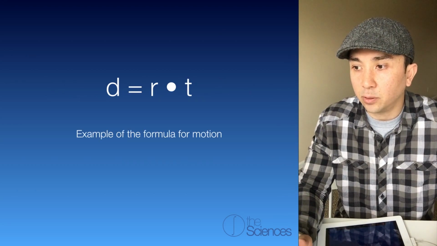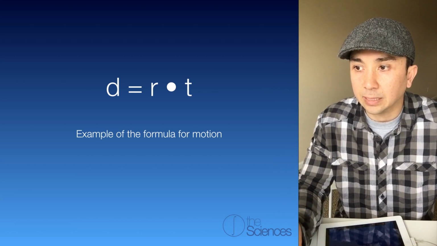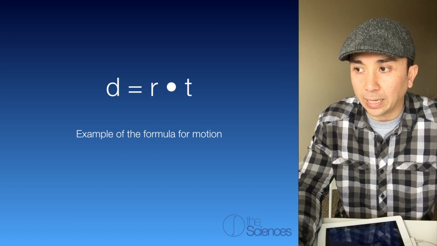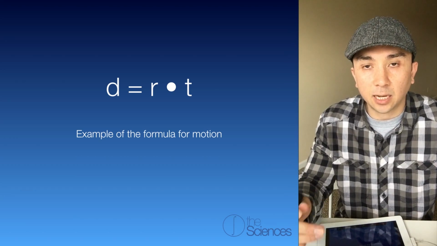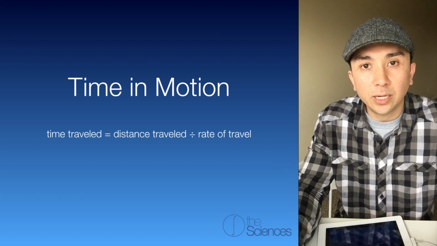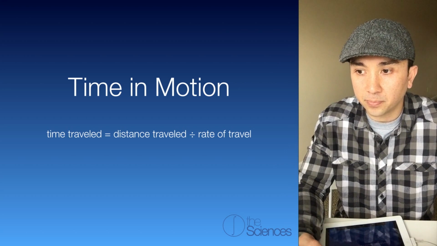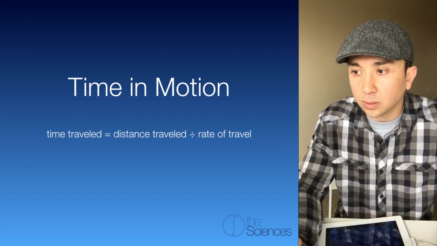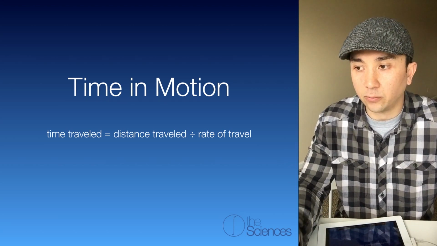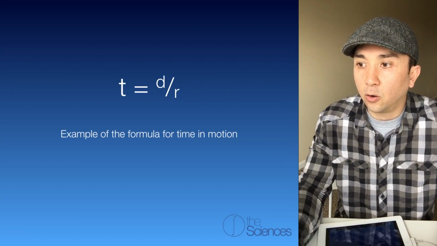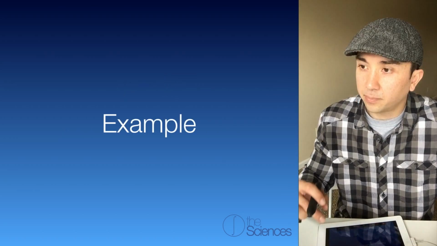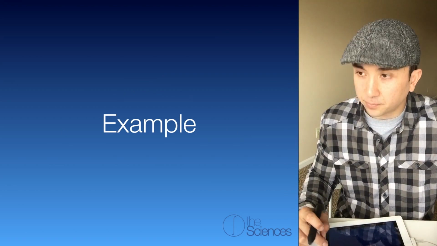Now here's an example for the formula for motion. D, or the distance, equals R, the rate, times T, the time. Now here's the equation for time in motion. The time traveled equals the distance traveled divided by the rate of travel, or T equals D over R. So let's do an example.